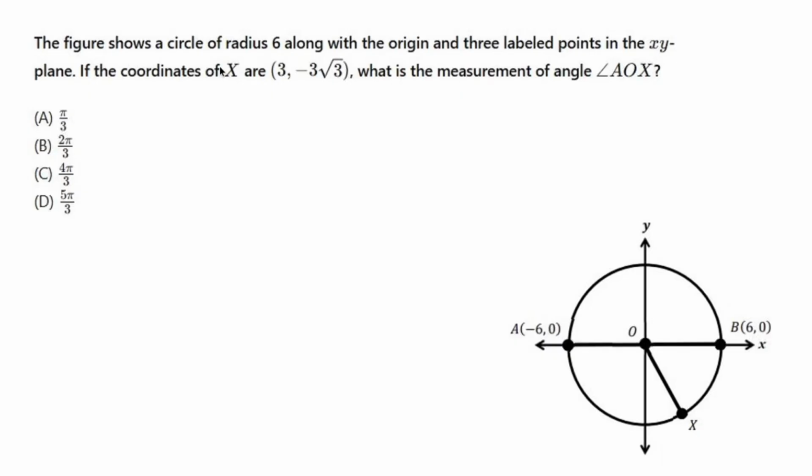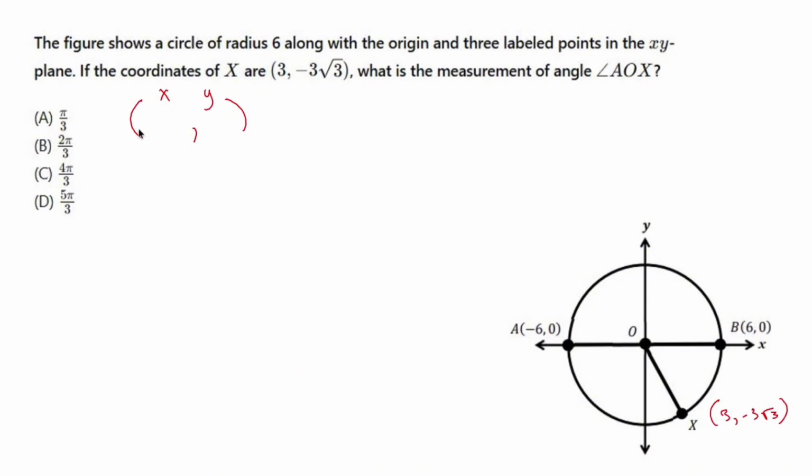The figure shows a circle of radius 6 along with the origin and 3 labeled points in the xy plane. If the coordinates of x are 3 and negative 3 root 3, so let's write that out, what is the measurement of angle AOX? Well, this is what we know. If we're talking about unit circle type things, we're also talking about angles, and we're also talking about an xy point that we are given. So here's my xy point.